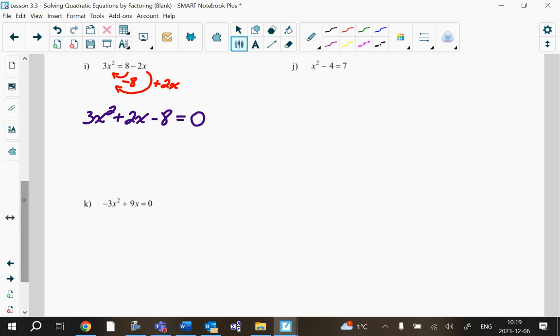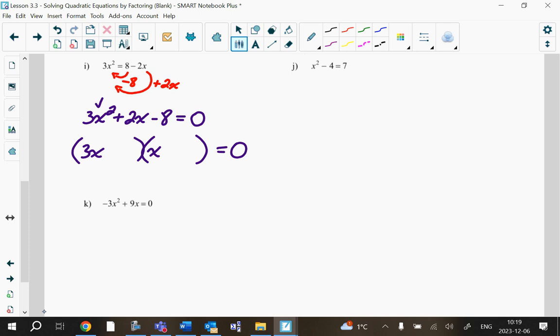Well, 2 sets of parentheses equal to 0. What must the first 2 terms of each be? 3x and x for sure. Now the numbers have to multiply to negative 8, so I've got lots of choices. There's actually a couple of pairs of numbers that multiply to get 8: 4 and 2, and 8 and 1.